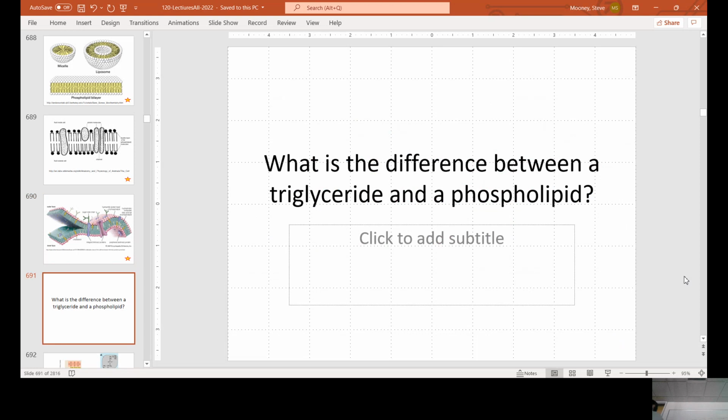So what are the differences between a triglyceride and a phospholipid? How are they different? Give me one way they're different. Okay, so different things there. And what's the other main difference we'll look at? Purpose. Used for energy, used to build things. So build specifically the membranes.